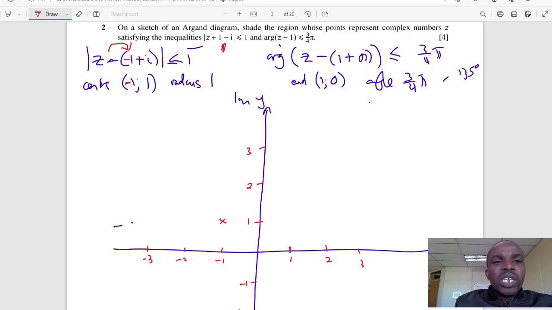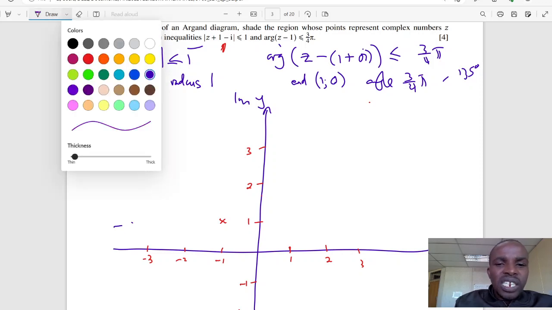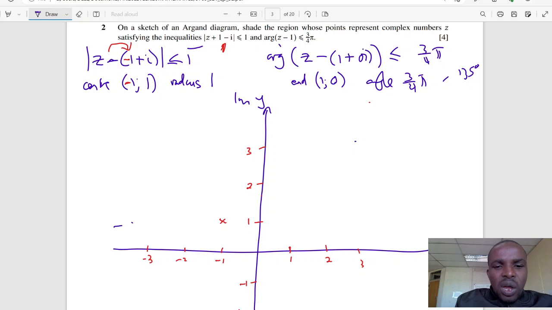Radius of 1, so let me use different ink here. It means down here it's supposed to end at 1, somewhere up there it's supposed to end at 2, then here at 1. So these are like this, like this, like this. So this one is my circle, then less than or equal to 1.